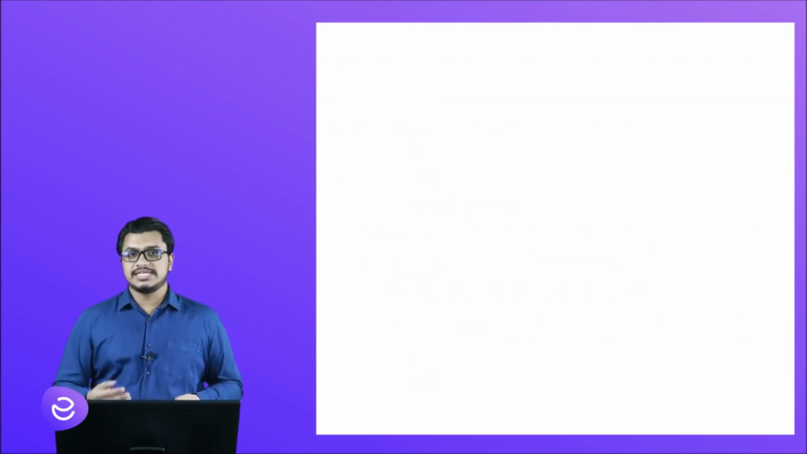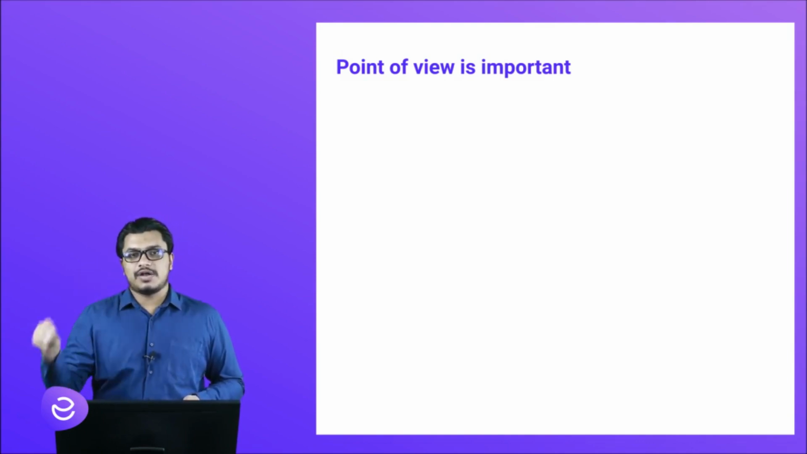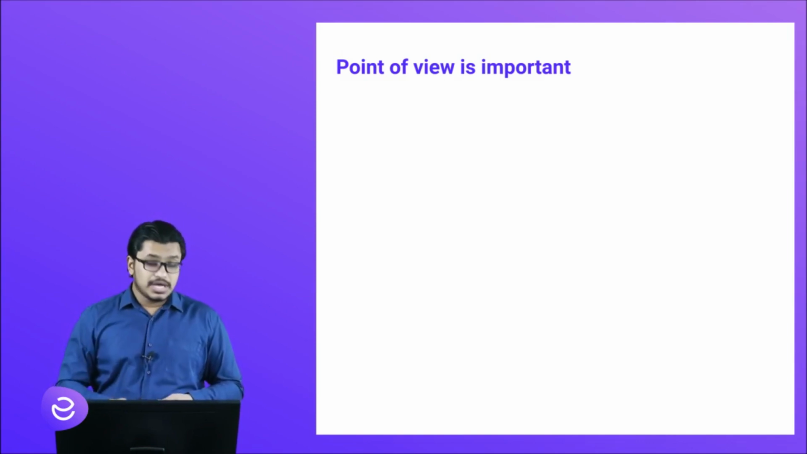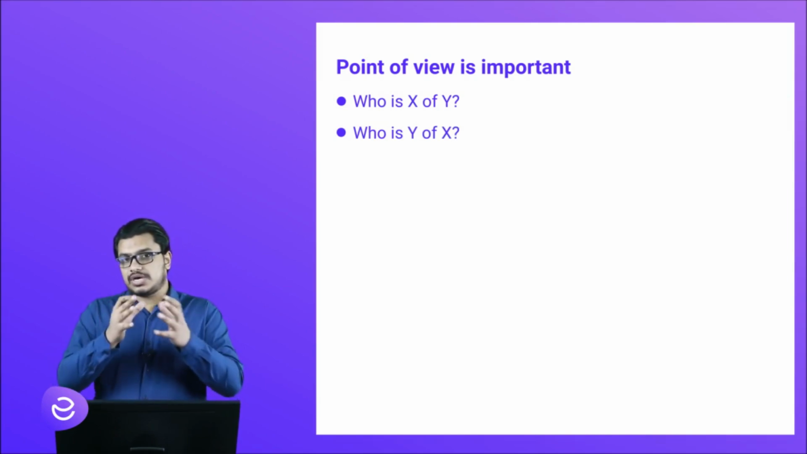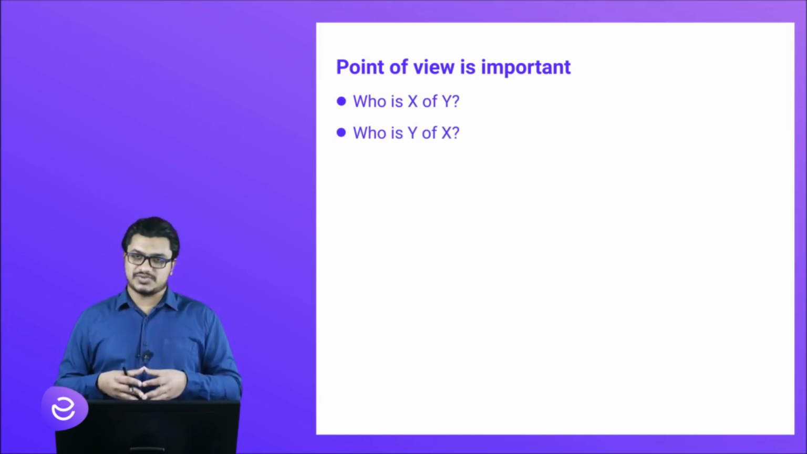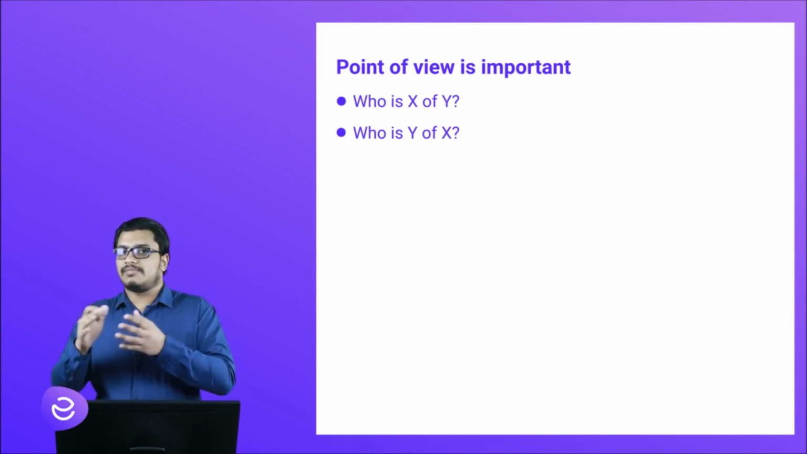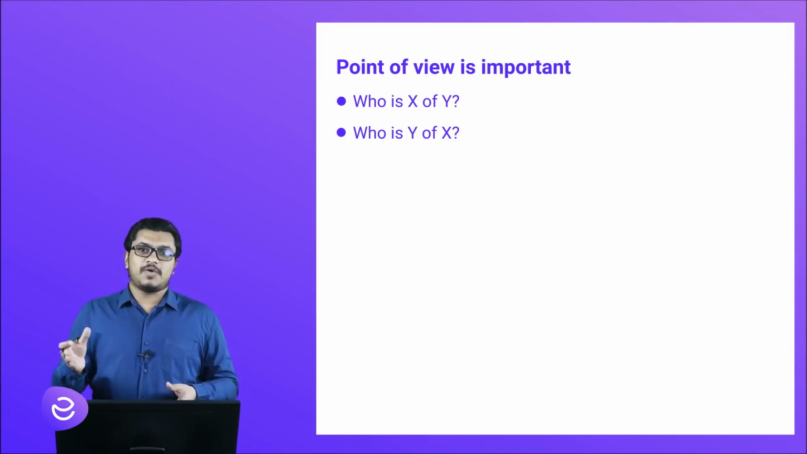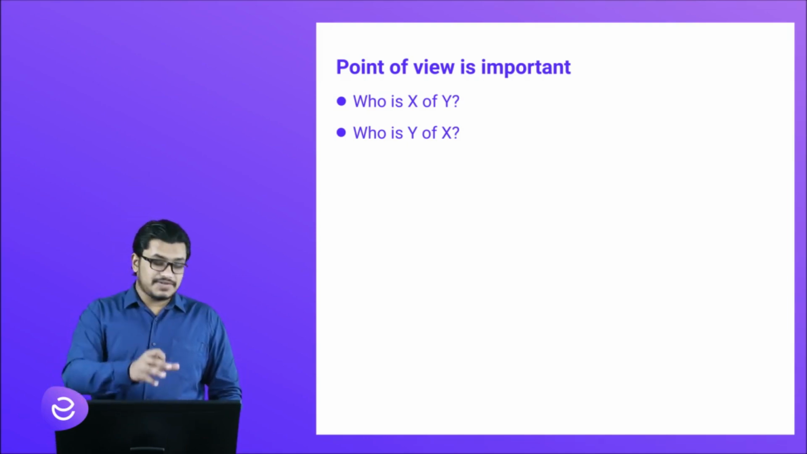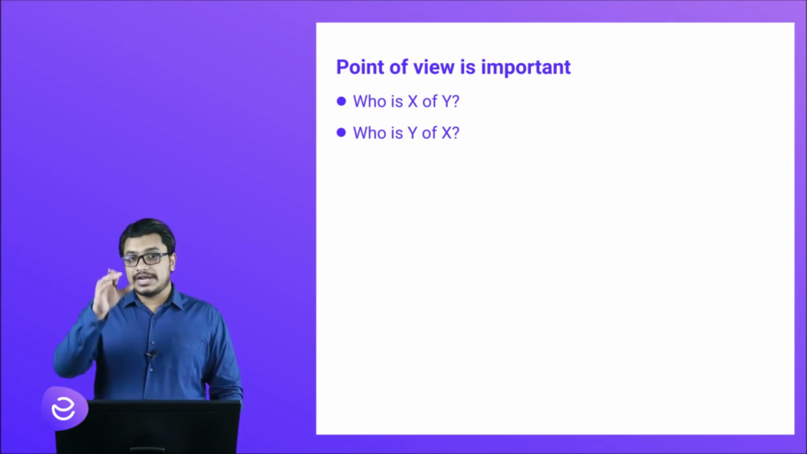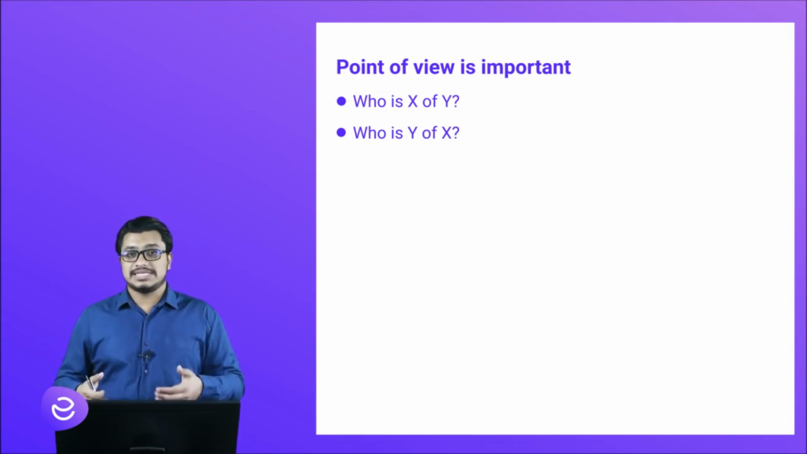The last thing to understand is the point of view. So whose point of view are we actually solving this problem from? That is an important thing. So if there is a question, who is X of Y and who is Y of X, those two questions might seem similar, but they are actually not, because if X is a boy and Y is a girl, and if X and Y are brother and sister, then for who is X of Y, the answer is brother, and for who is Y of X, the answer is sister. So we have to read the question carefully and understand from whose point of view we are solving the problem, and then it will get easier.